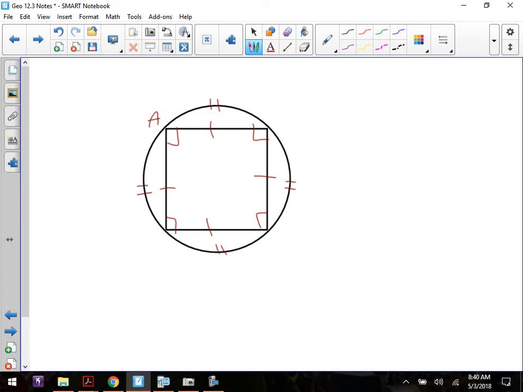if this was A, B, C, and D, what was the measure then of arc A, B, C? What's the measure of arc A, B, C? It's 180. Everybody see that? The reason that it's 180 is because if I go from here to here, the diagonal of a square is the diameter of a circle. You all right with that?